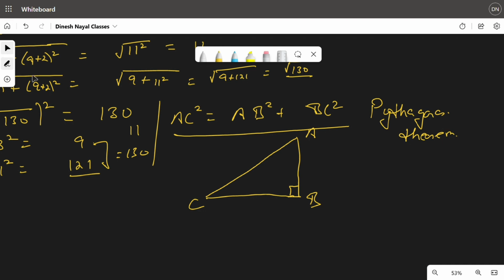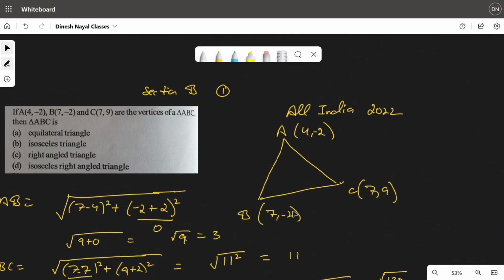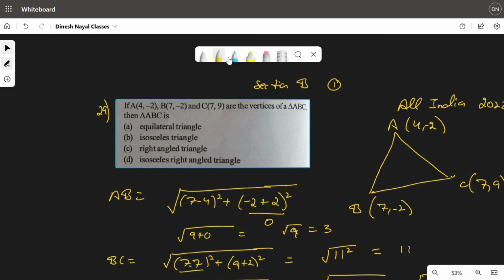Hence, this is a right angle triangle. This option is given, if we can see. Yeah, the option is given. Yeah, right angle triangle. C is the correct option. So 29C is the correct option.